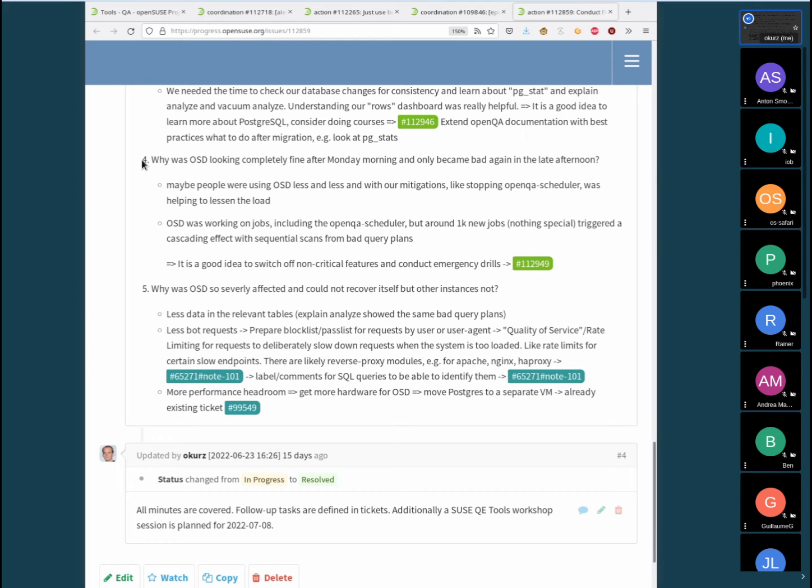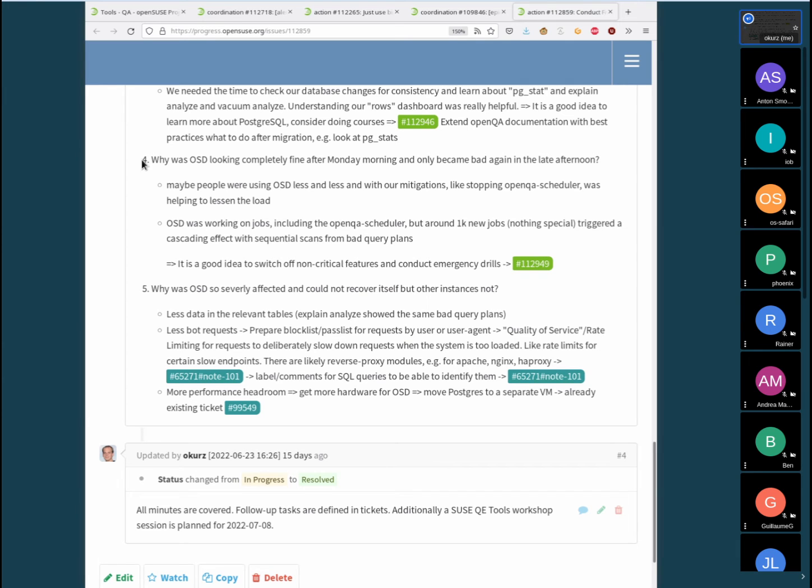OSD was working on jobs, including the openqa scheduler, for parts of the time. But then around 1,000 new jobs in that afternoon, which I would say normally is nothing special, seems to have triggered a cascading effect with sequential scans from bad query plans. So it was causing the increase in the number of rows that we tried to return there. So it kind of confirmed that it is a good idea to switch off non-critical features.